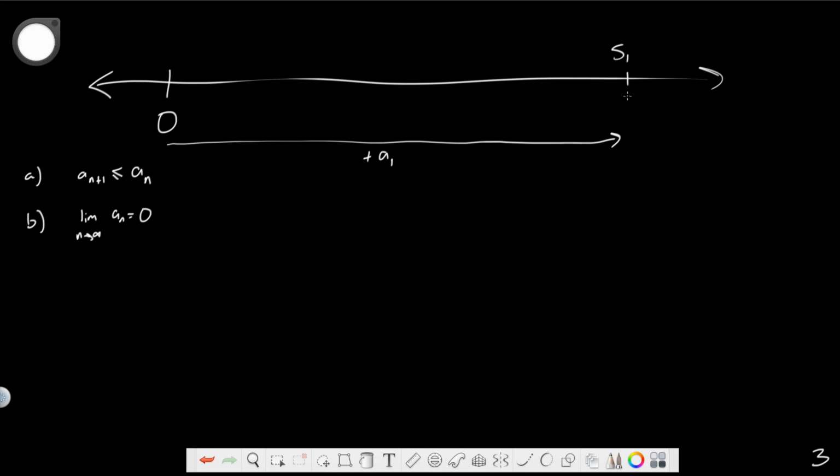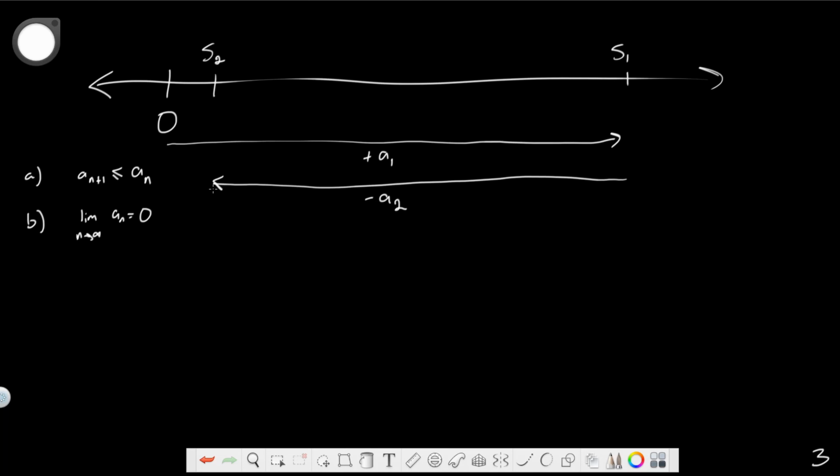So if I'm right here at S sub 1, if I add the next term, it's going to be a little bit smaller than the previous term. That gets me to right here. Right? So S sub 1 is over here, S sub 2 is over here. Remember that when I add these two things, I get my second sum.